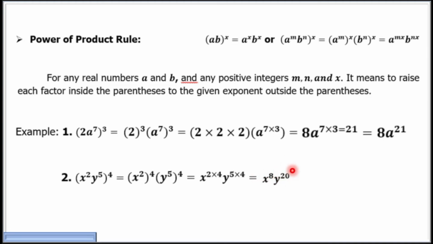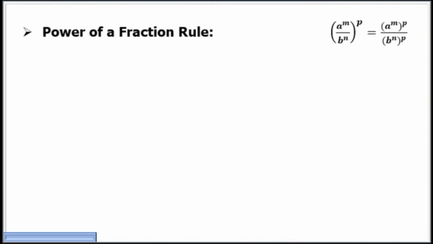Alright, next is the power of a fraction rule. Okay, the theorem here is the quantity of a raised to the power of m over b raised to the power of n, raised to the power of p, is equal to the quantity of a raised to the power of m raised to the power of p, over b raised to the power of n raised to the power of p. So, simply, gibungkag ra na siya.